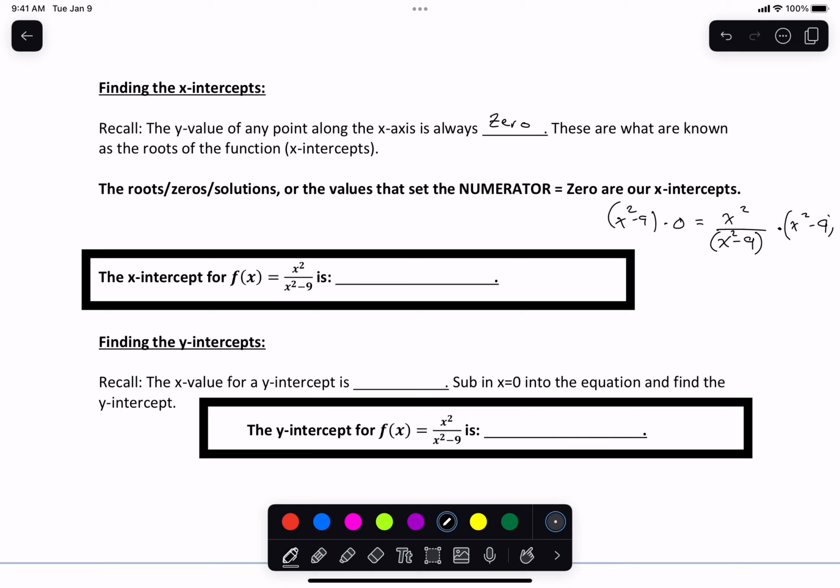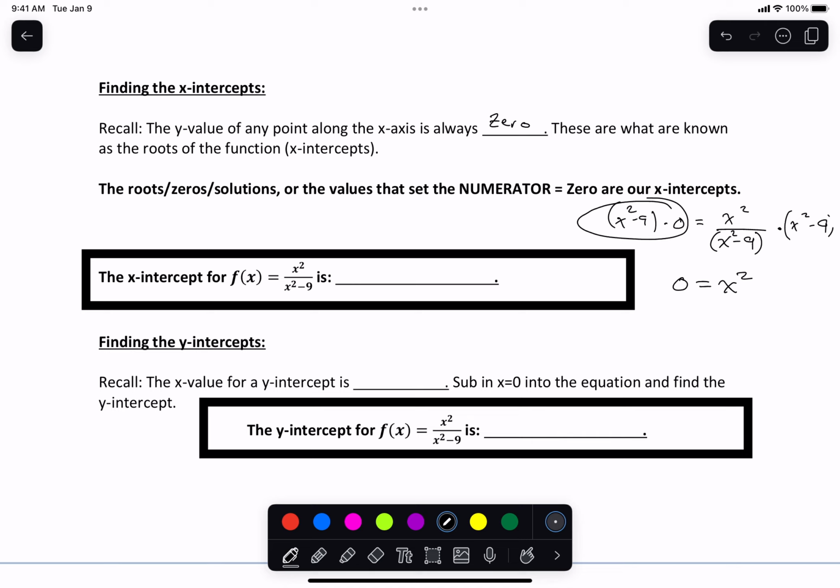It's good Dylan's asked about that, because it's hitting home the point I'm trying to make here. The denominator is irrelevant when finding the x-intercepts, because when you multiply both sides by the denominator, the 0 is just going to consume it. You're just going to be left with 0 equals x squared. The denominator doesn't play a role in finding x-intercepts. It does play a role in finding y-intercepts, but that's a different situation. We'll look at that in a second. But x-intercepts is just the numerator.